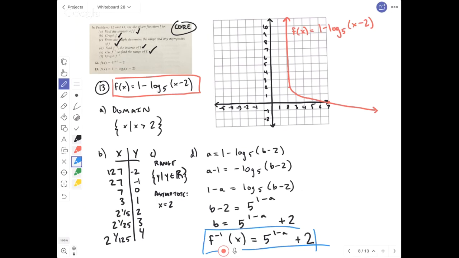Negative 2, 127, well, that doesn't quite fit. Negative 127 is up pretty high. 0, 7 we can fit. 0, 7. 1, 3. 2, 2 1/5. 3, 2 1/25. 4, 2 1. There we go. Okay, so we got a function that's coming down like so.